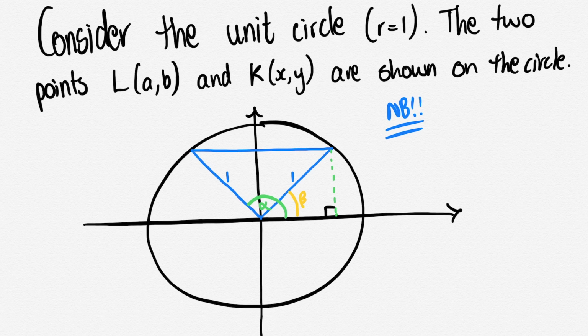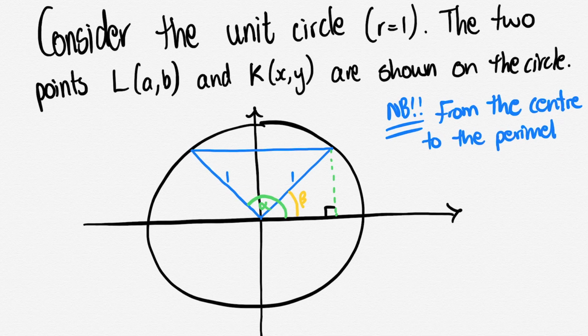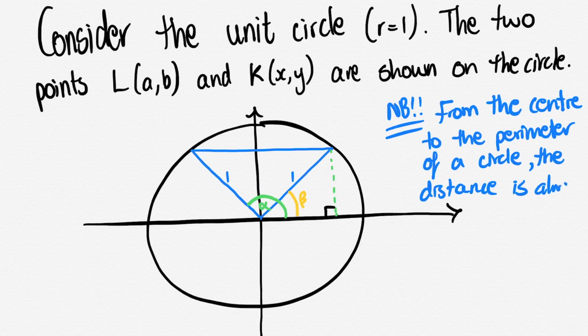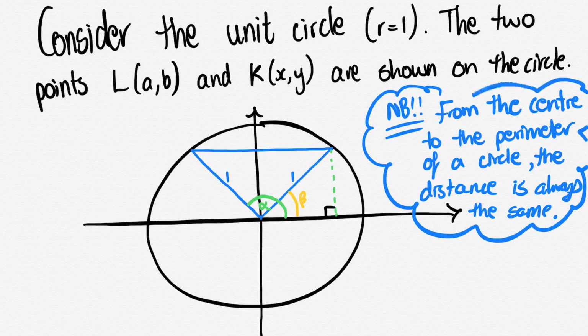And just take note of this. From the center of a circle to the outside, the lines are always equal. Well, not really to the circumference, I should rather use the correct word, which is the perimeter. The distance is always going to be equal. There we go. Make note of that. Something very simple and very effective when you're calculating trig.